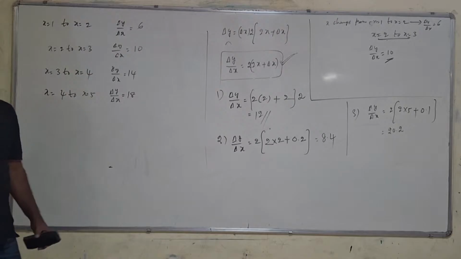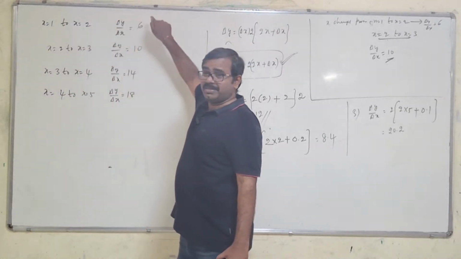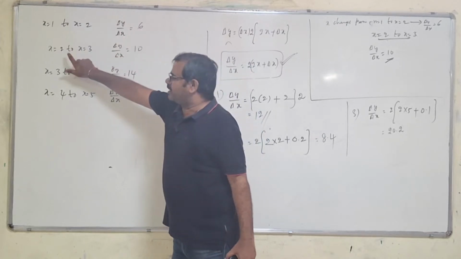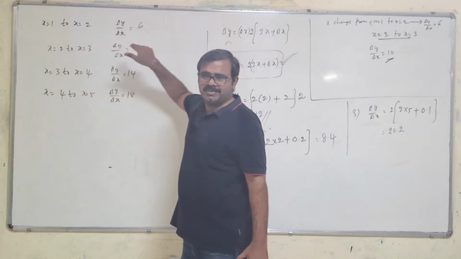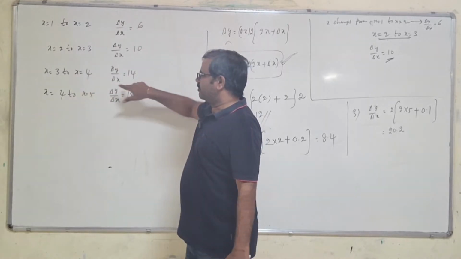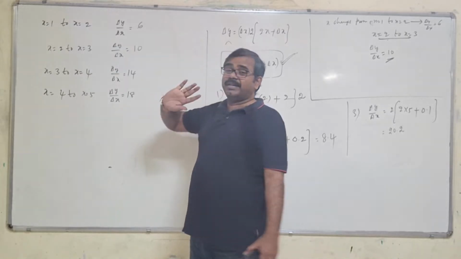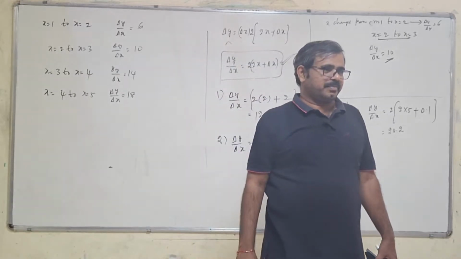Okay. So when x changes by 1 unit in this range, y changes by 6 units. When x changes by 1 unit in this range, y changes by 10 units. When x changes by 1 unit in this range, y changes by 14 units. When x changes by 1 unit in this range, y changes by 18 units. Okay.